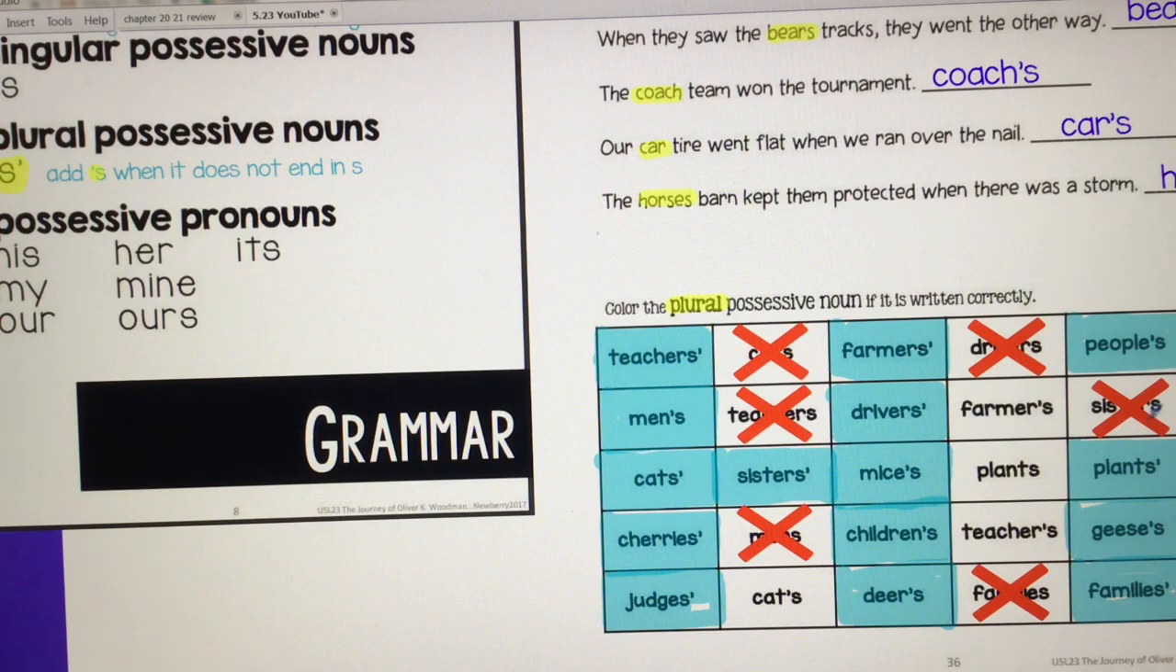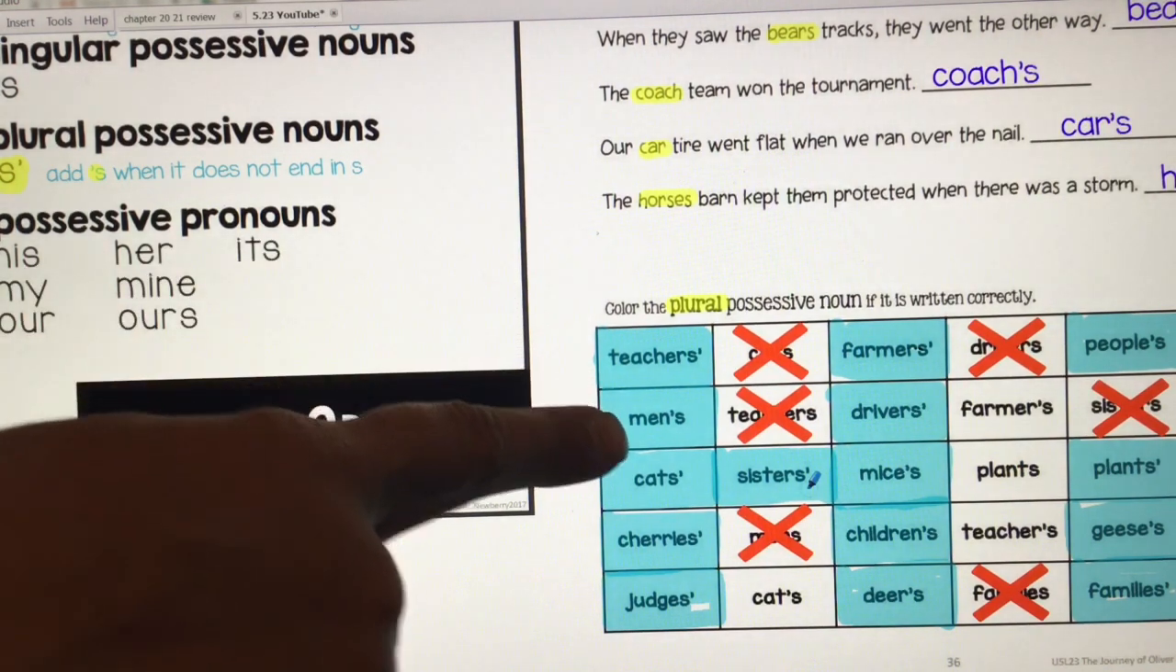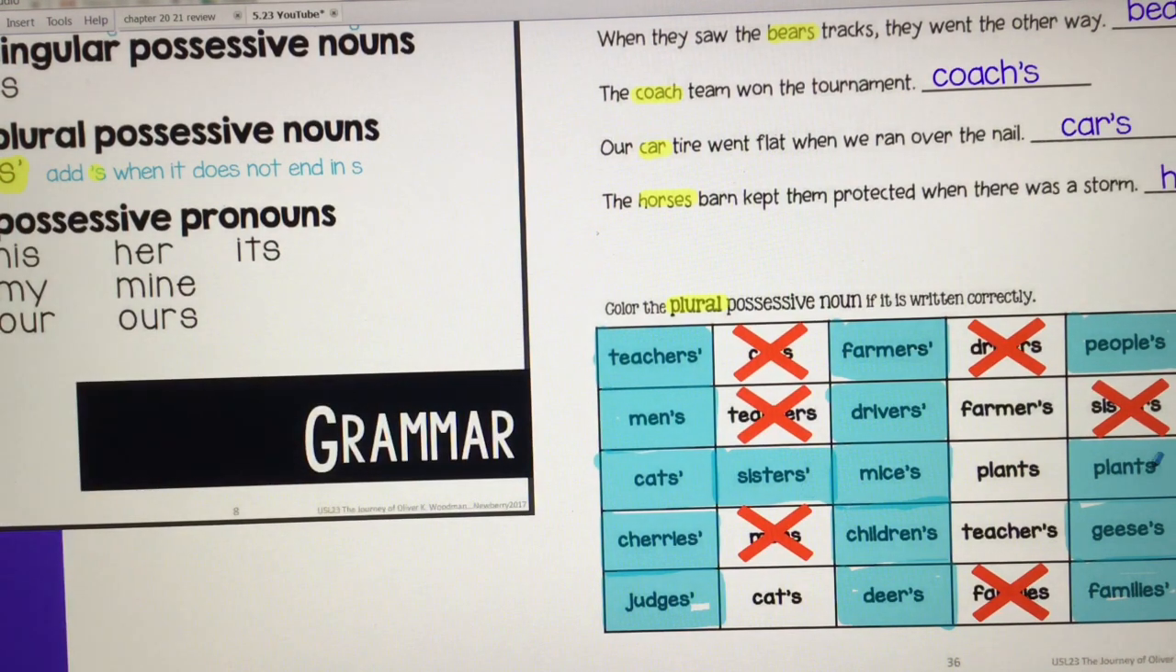Plants, well, we said it has to be S with apostrophe, so that's a singular one. Men's, well, the root word is men, right? And we said it has to have an apostrophe S. Sisters, that's an apostrophe S, so that's talking about one person. So there we have it. That's what we should have colored for our plural possessive nouns.